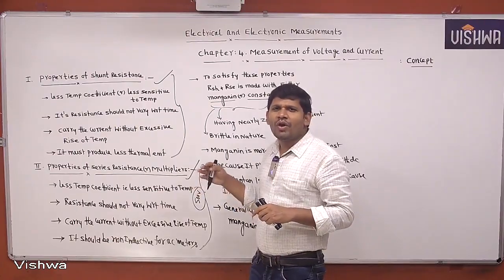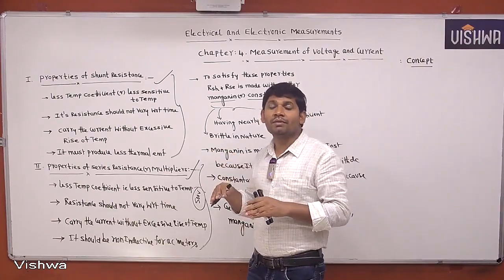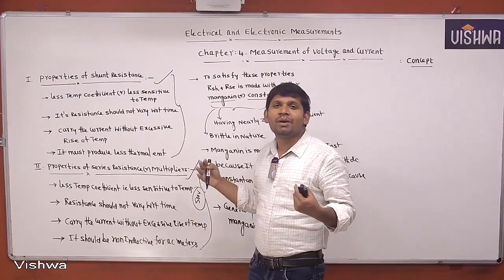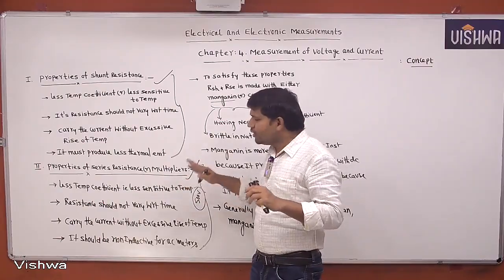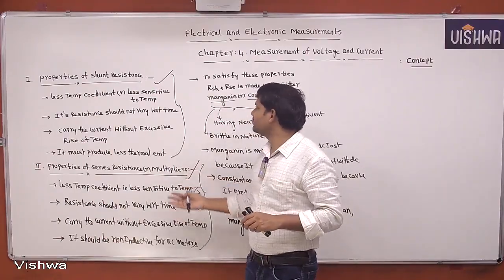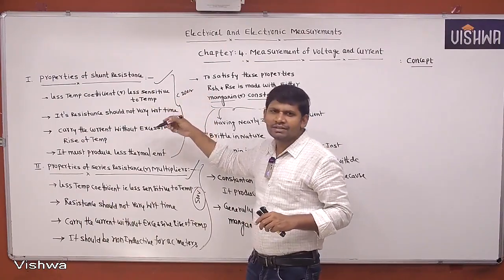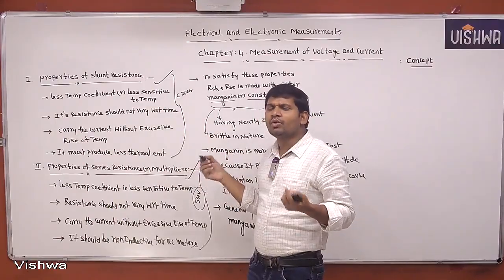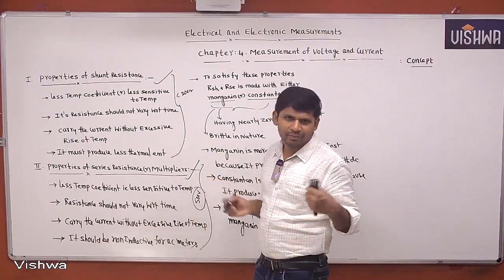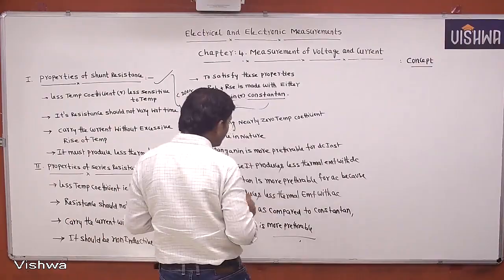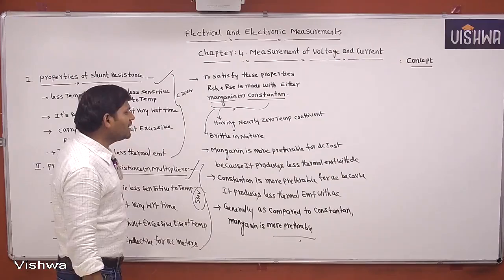Because above 500 volts, if the multiplier resistance is used within the instrument, the large temperature rise may damage the meter. That is why, to limit the temperature rise, it is made outside. Similarly, for less than 200 amperes only, we can use the shunt resistance within the instrument. But above 200 amperes, we go for outside the instrument to limit the rise of temperature. Remember that point. Here, the material which produces less thermal EMF is more favorable.